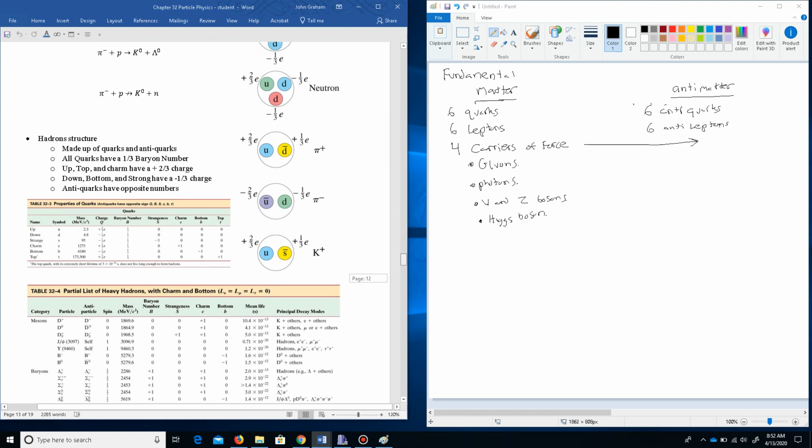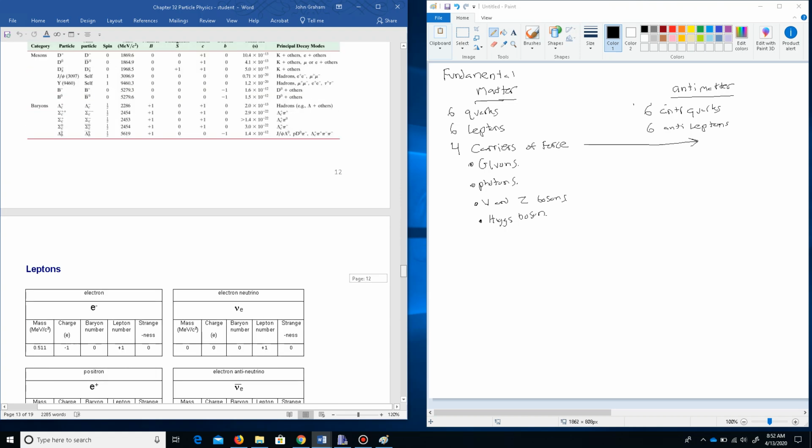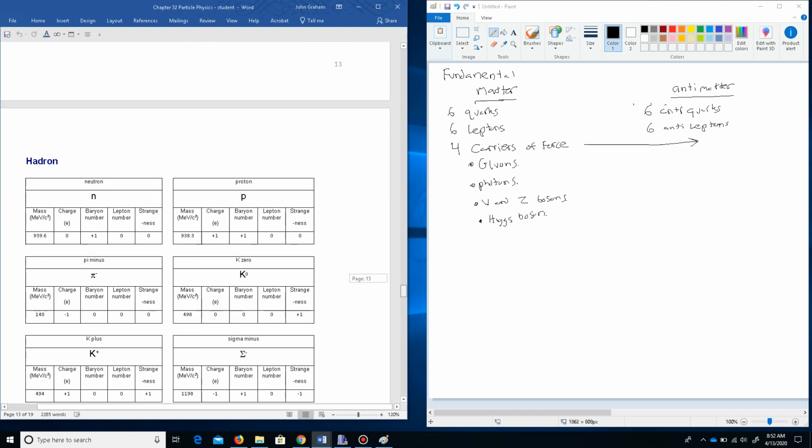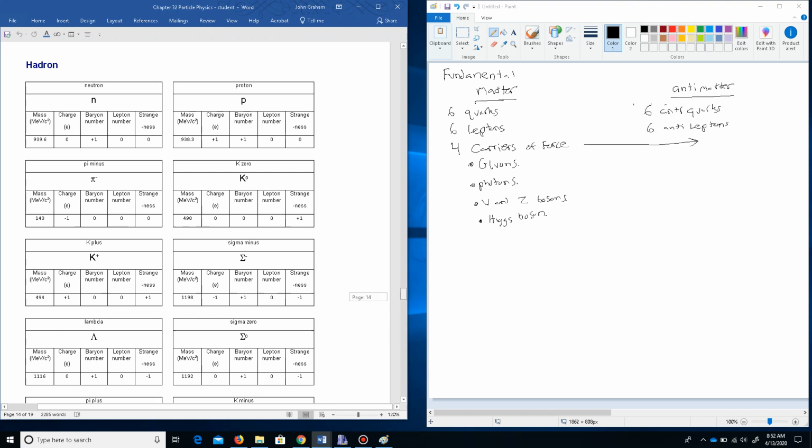Let's see, I have other tables here that we'll get into. Trying to see if they have more. Here's where the hadrons are. We're going to get into these as well soon. That includes the neutron and the proton.